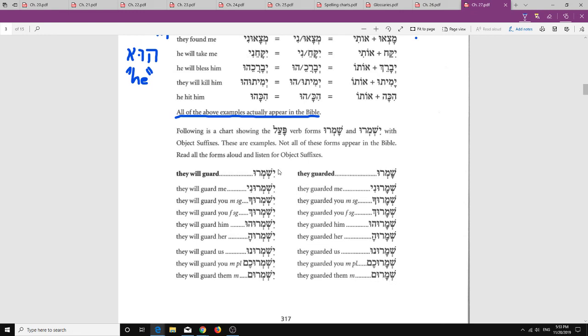Now in the imperfect, same thing going on. Yishmeruni, "they will guard me." Yishmeruka, "they will guard you." Yishmaruk, "they will guard you." Yishmaruhu, "they will guard him." Yishmaruha, "they will guard her." Yishmarunu, "they will guard us." Yishmarukim, "they will guard you." Yishmarum, "they will guard them."